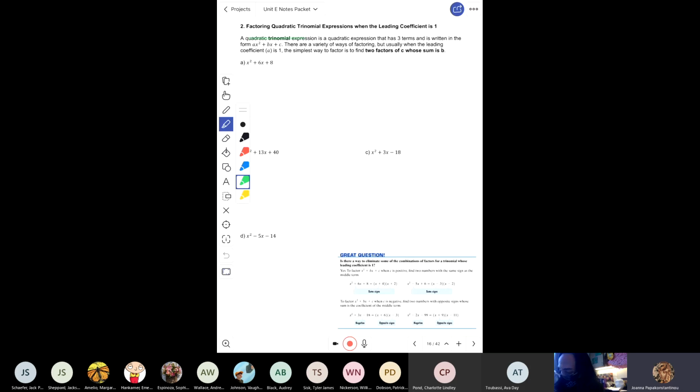So here's a quadratic trinomial. Hopefully you notice that the leading coefficient, your a, is 1. And if I want to factor that, I am going to try to figure out how to represent this quadratic trinomial as a product of two binomials. So the first thing I want to do is look at factors of 8. So I'm going to find two factors of C, in this case which is 8, whose sum is B.